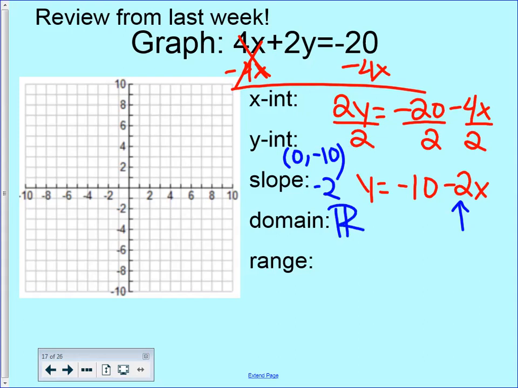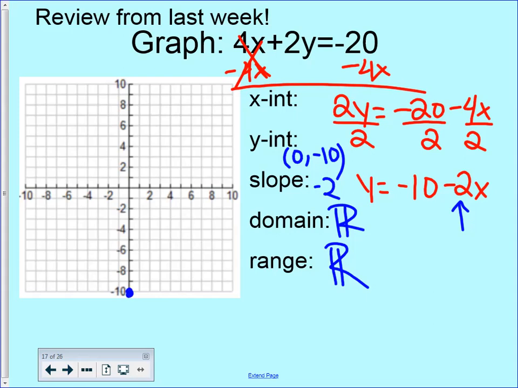My domain and range is as it always is, except for when I have the horizontal and vertical lines. That's the only time this changes, but now, since it's not that, it's going to just be all real numbers. So let's go ahead and plot my point (0, negative 10). My slope is negative 2.